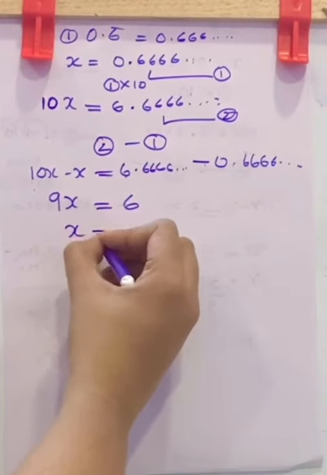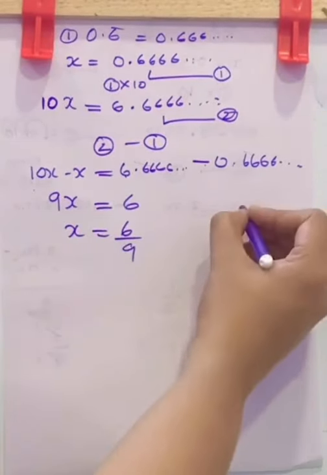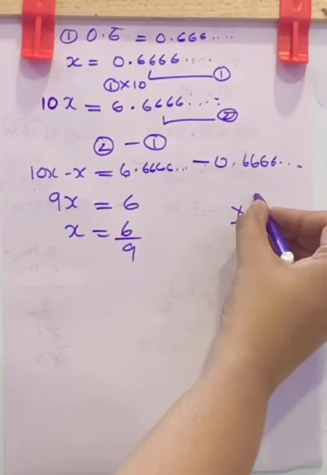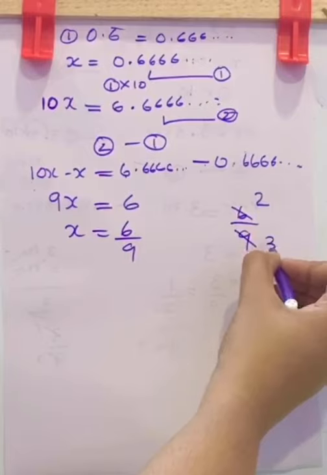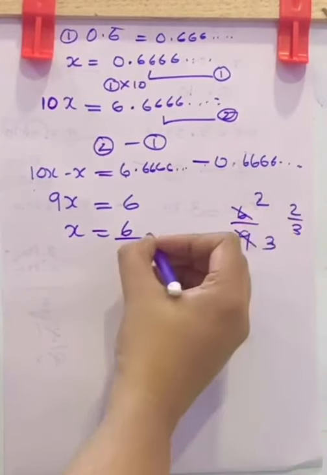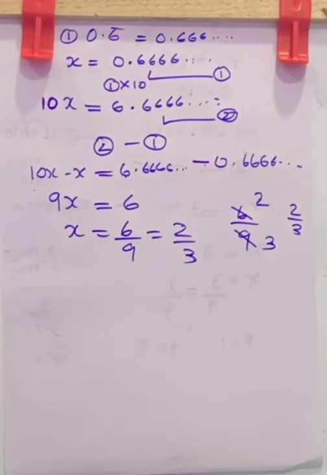Now x is equal to 6 by 9. This is not in least form. There is a 3 as common factor. So 6 by 9, we can cut it with 3. 3 2s are 6, 3 3s are 9. You get 2 by 3. That is least form. So this is the P by Q here. Now next question.